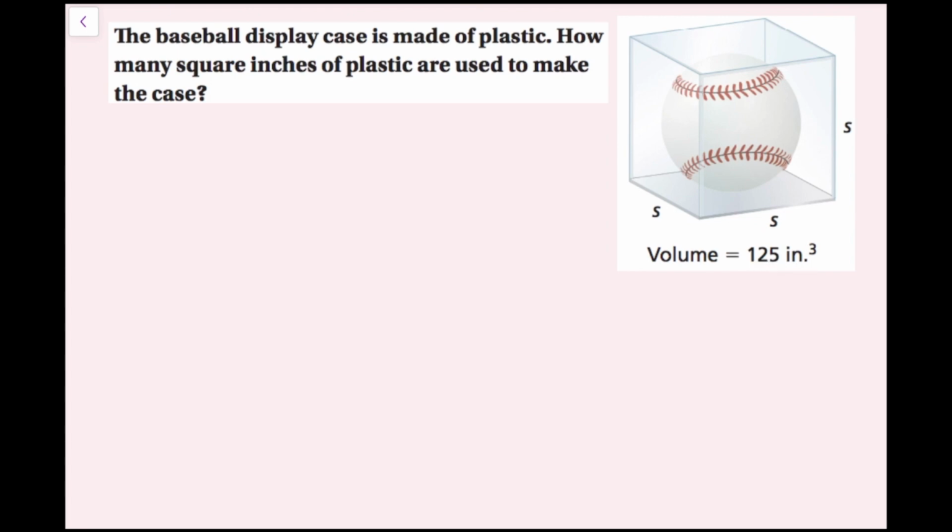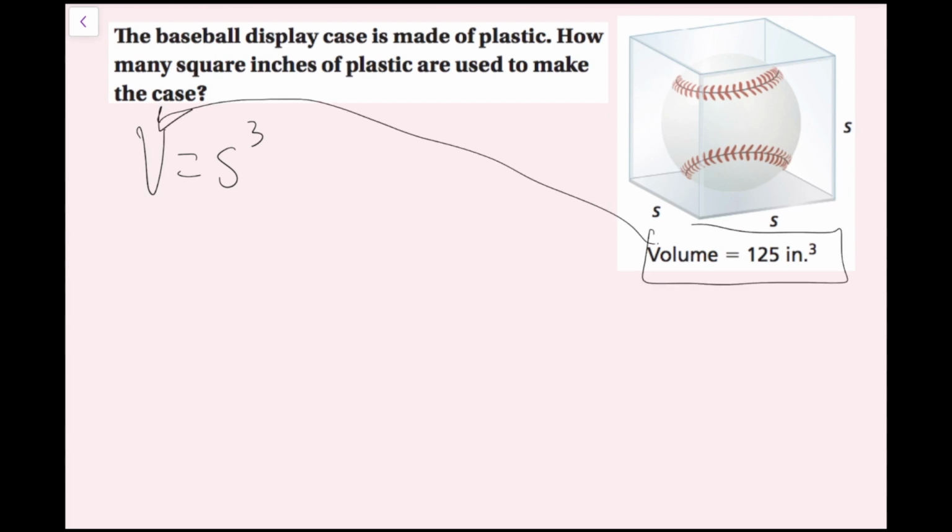So the first thing I'm going to do is write my formula for the volume of a cube. That's going to be V equals S cubed. Side times side times side, or side cubed, is equal to the volume of a cube. Anyway, I'm going to take this volume right here and then plug it into this volume. So I have 125 equals S cubed. And now what I can do to solve for S is take the cube root of both sides. So the cube and the cube root cancel, so I just get the side length.